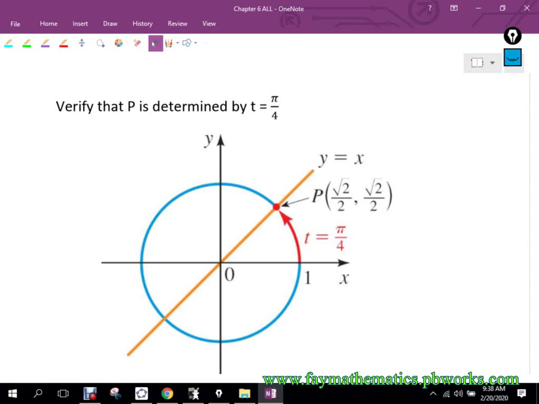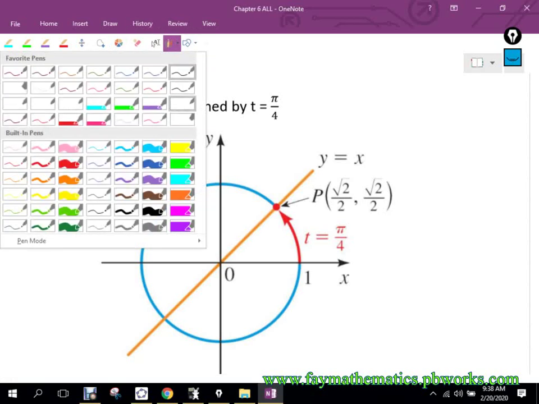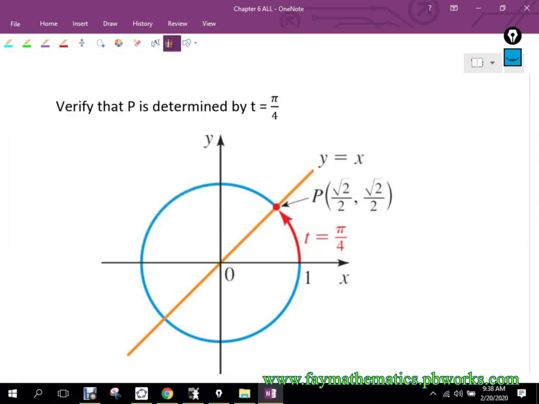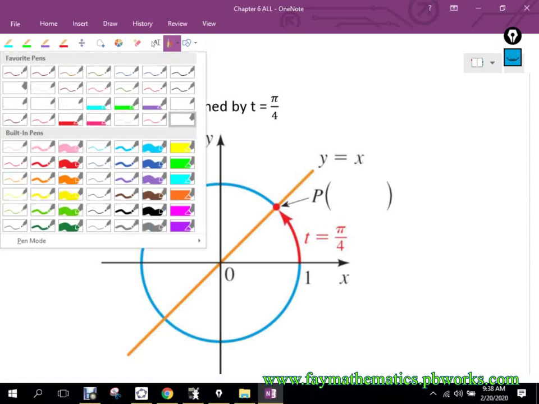Or you can think about it this way: if that's 45 degrees, because of the pi over 4, then this angle has to be 45 to make up the 90. And the line that does that in the first quadrant is the line y equals x. So the question is, how can I verify that ordered pair? Maybe look at it that way and ask, what are the coordinates of that point?